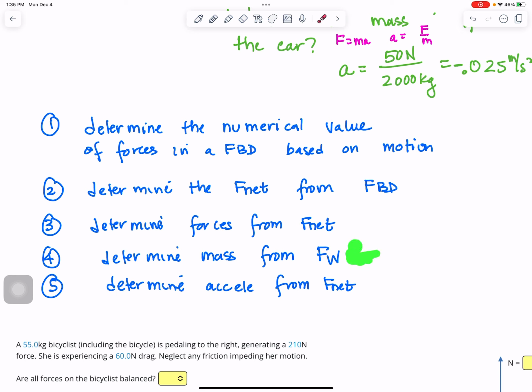People keep asking me about this. I just don't know what else to say. Fw equals mg. And then also determine the acceleration from the net force.